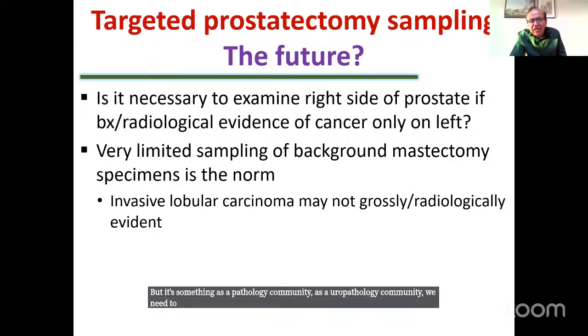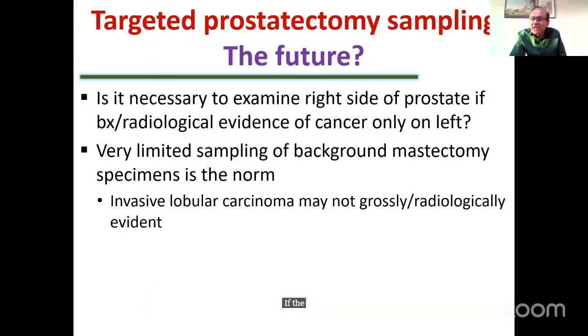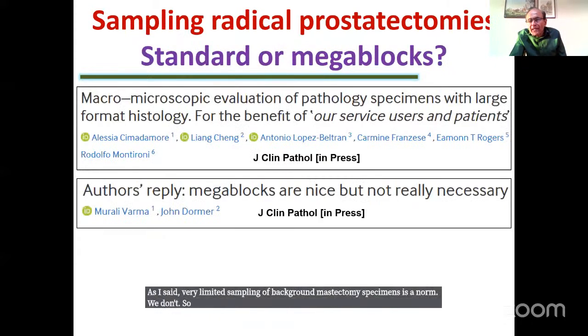We need to think about, is it really necessary to examine the right side of the prostate if the biopsy and the radiology was only positive on the left? As I said, very limited sampling of background mastectomy specimens is a norm. We don't. So maybe that is what we need to do. And finally, we got mega blocks.